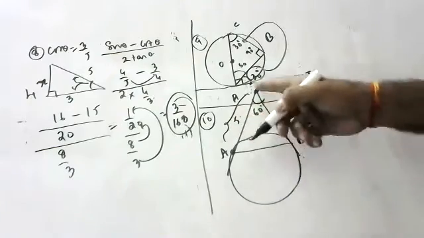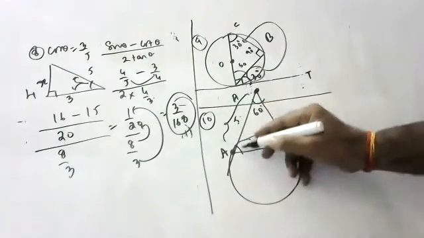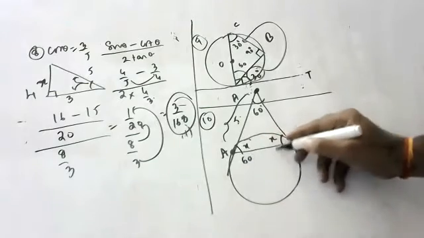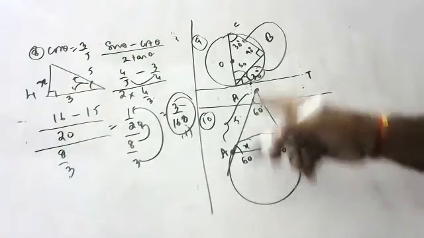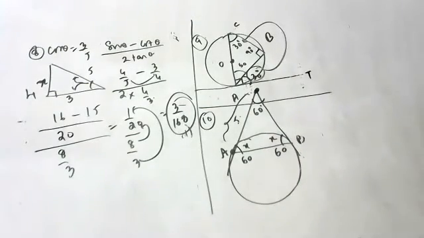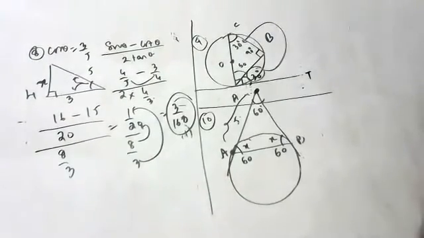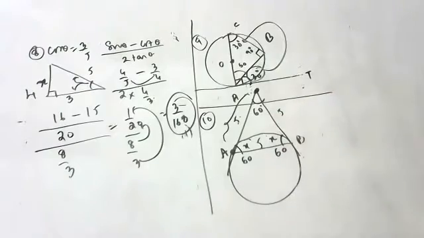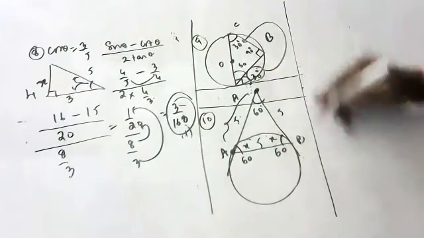Tangents meeting at a point are equal, so this angle will be equal to this angle. If you find out by the angle sum property, this is 60, this is 60. So all of them are equal, which means it is an equilateral triangle. Equilateral triangle means this is 5, this is 5, this is also 5 centimeters. Okay, children, next question.